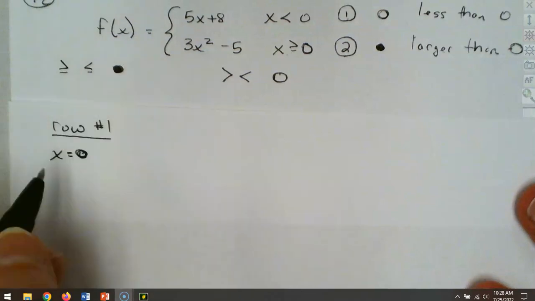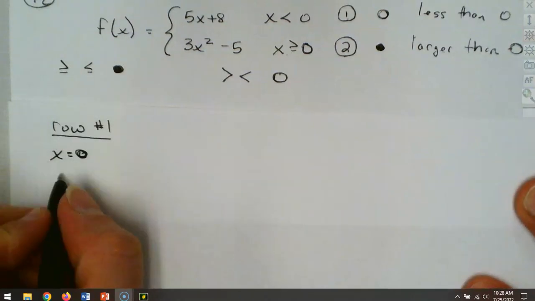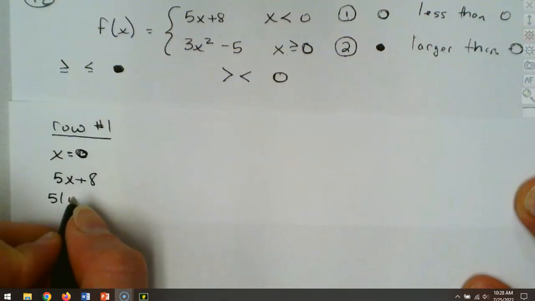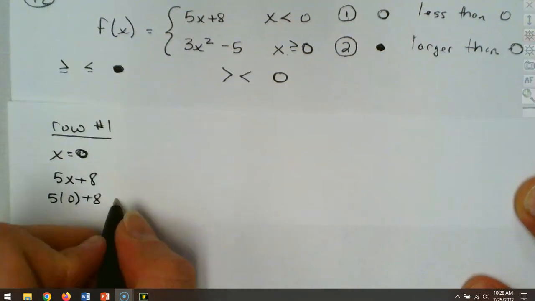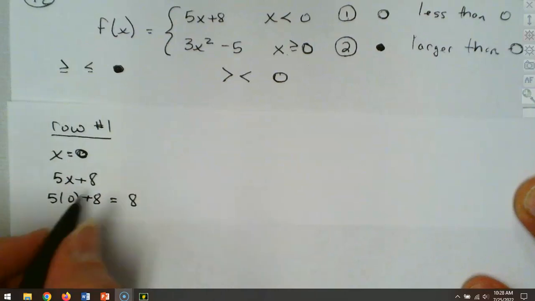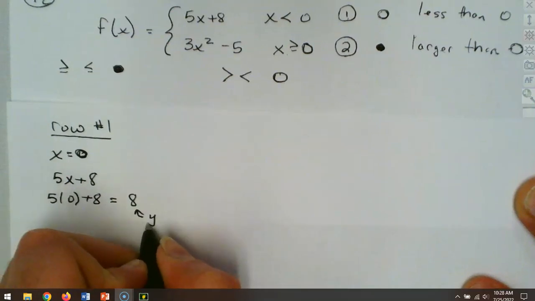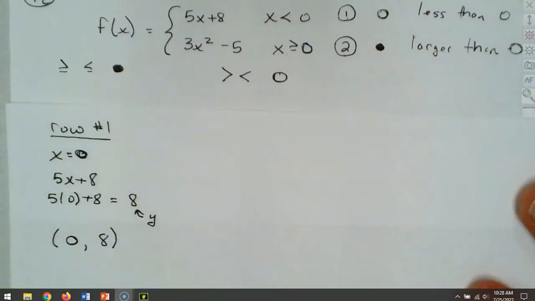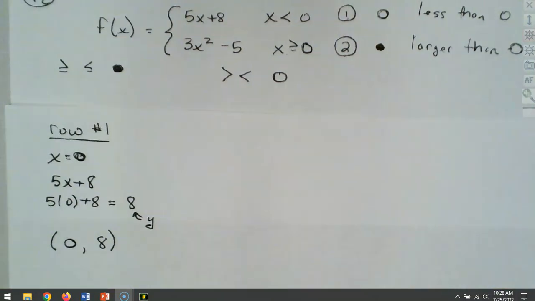And this is row 1, which is 5x plus 8. We're going to plug in our 0. And that gives you then 8. And this is your y value. And we need ordered pairs. So my first ordered pair would be (0, 8). And we need 2 ordered pairs for each row. 2 for each one.